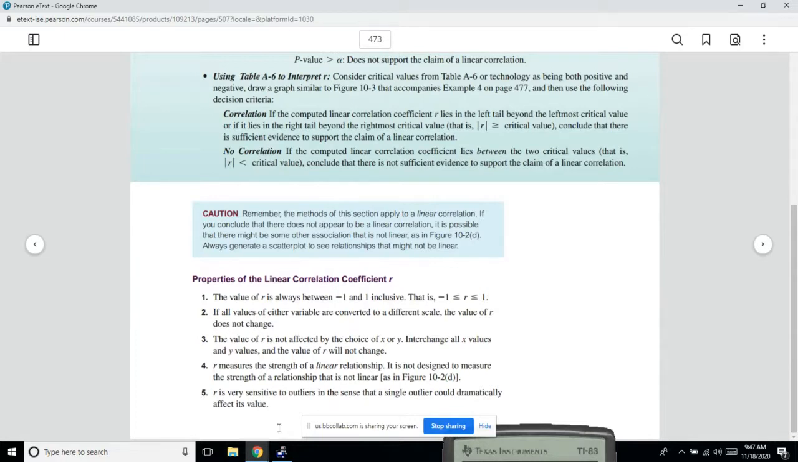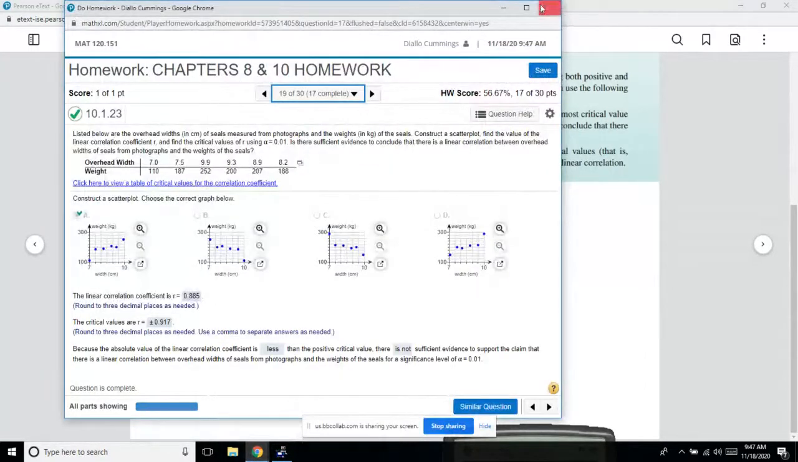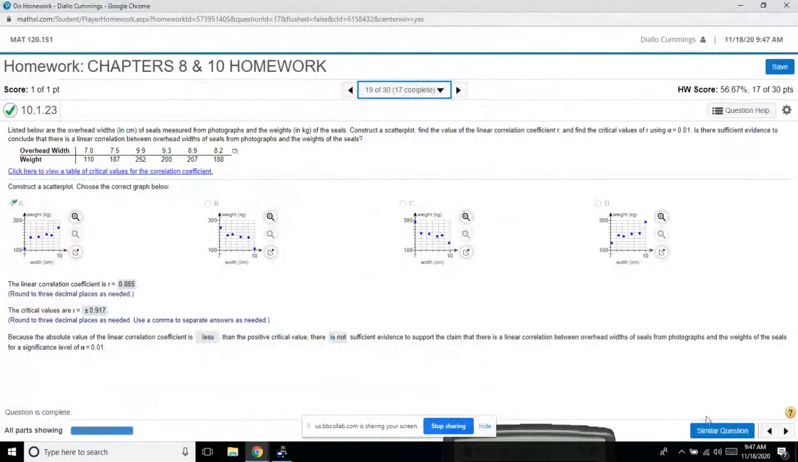Some other properties of R: if you switch X and Y, you would still get the same R value. R measures the strength of the linear relationship. It's not designed to measure the strength of a relationship that is not linear, so R only applies to linear relationships. It also states that R is sensitive to outliers. All right, so we're going to use this knowledge and take a look at the homework and answer problem number 19.